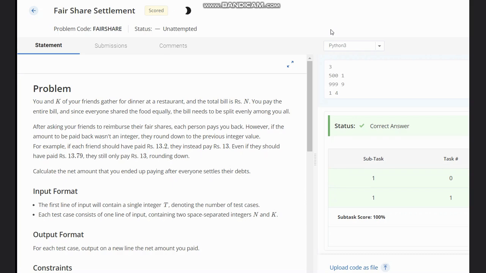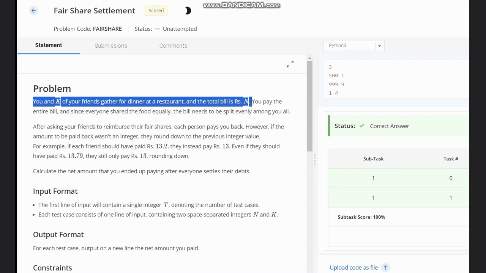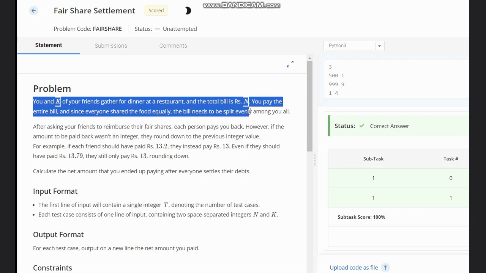So here we are discussing the question Fair Share Settlement on CodeChef. The problem states that you and K of your friends gather for dinner at a restaurant and the total bill is rupees N. You pay the entire bill and since everyone shared the food equally, the bill needs to be split evenly among you all.